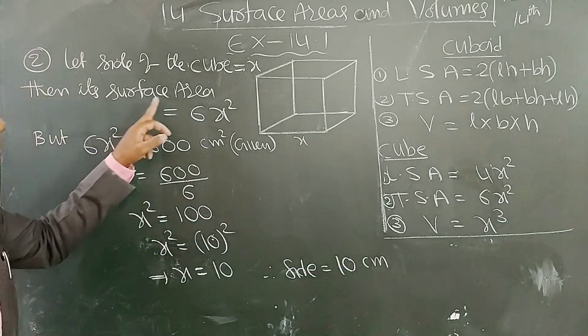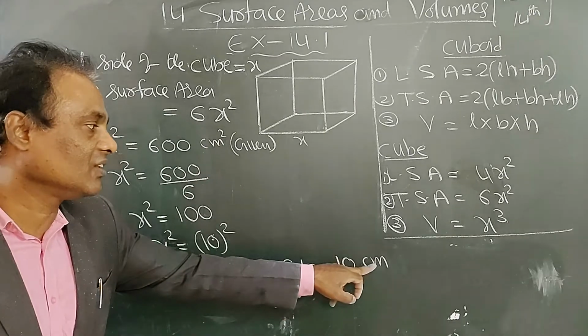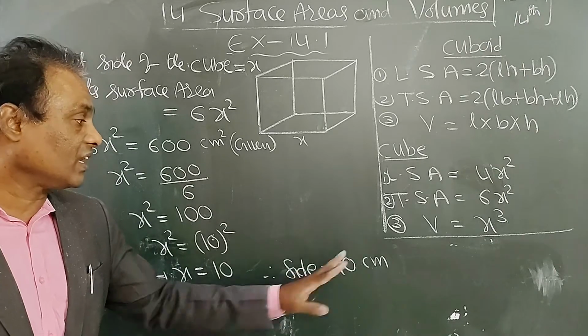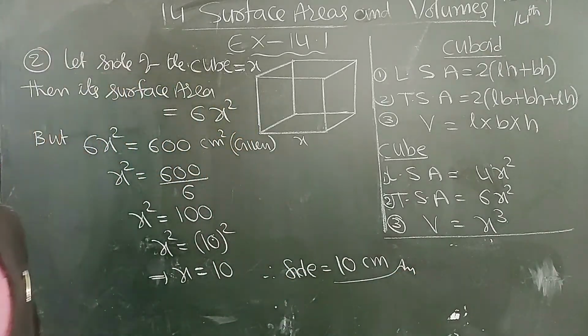Because area will be in square units, but dimensions will be in centimeters. So this is centimeter square, which means the side cannot be centimeter square. The side is in centimeters. Right, this is the answer. Now students, complete it and go for the third problem.